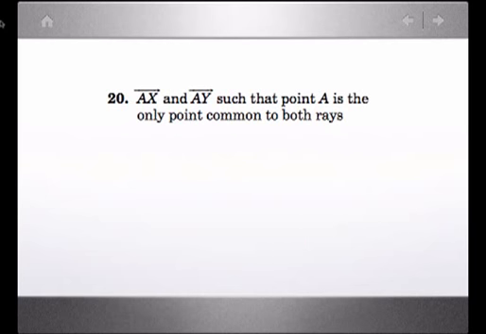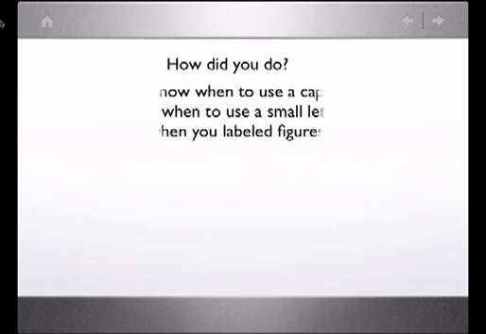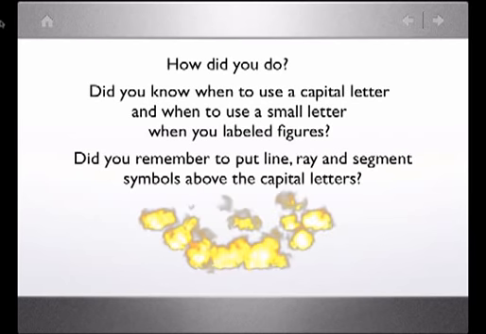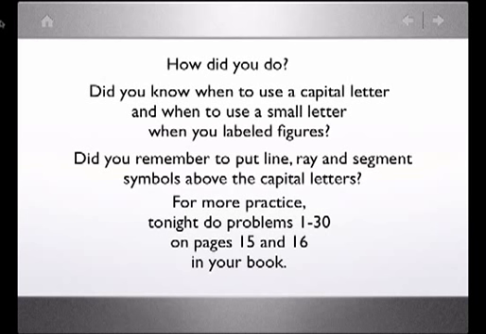Now we need a ray AX and a ray AY such that the point A is the only point common to both rays. There you have it. How'd you do? Did you know when to use a capital letter and when to use small letter when you labeled your figures? Did you remember to put line, ray, and segment symbols above the capital letters? For more practice, tonight do problems 1 through 30 on page 15 and 16 in your book.